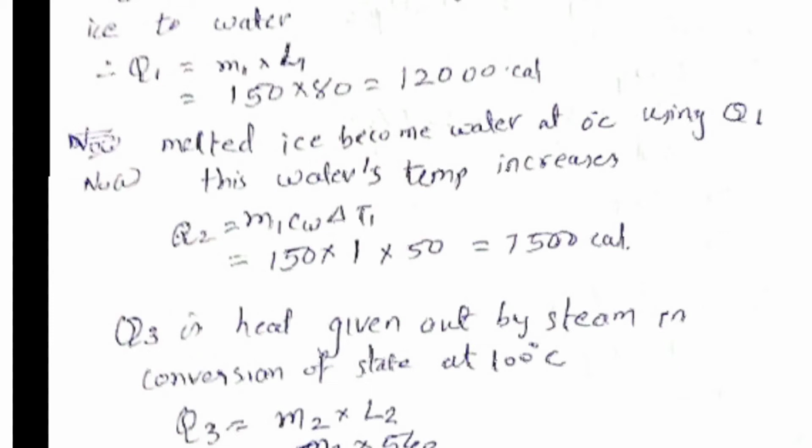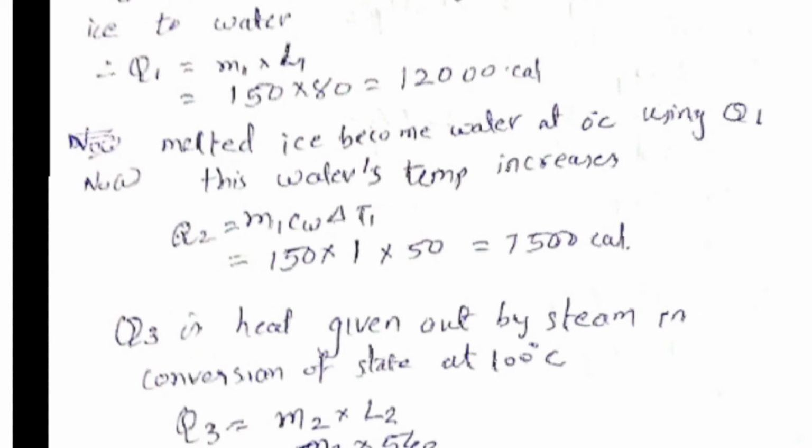Once that is melted, we can use the formula mc delta T. So mass is 150. Now the specific heat of water is 1, and the temperature difference is 50. So how many calories is it? 15 5s are 75, so 7500 calories are used. So total heat absorbed will be 12,000 plus 7,500. Just keep that in mind.